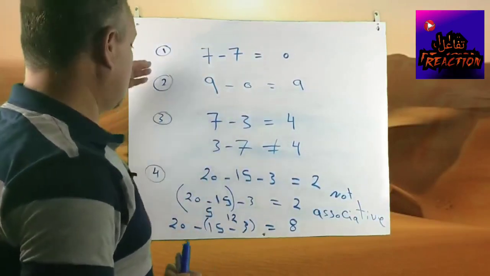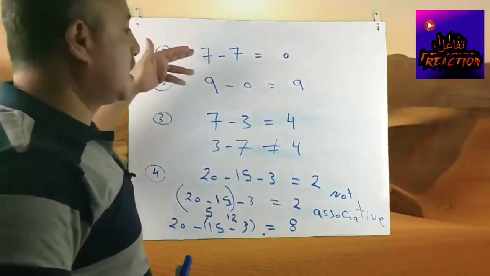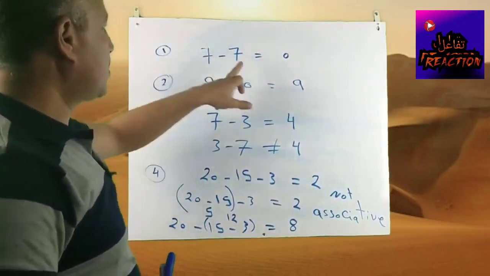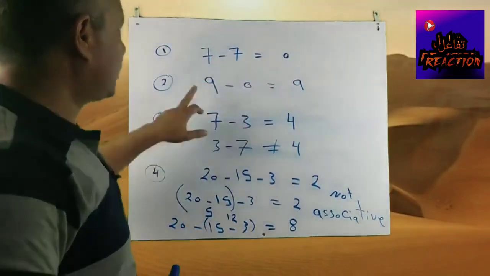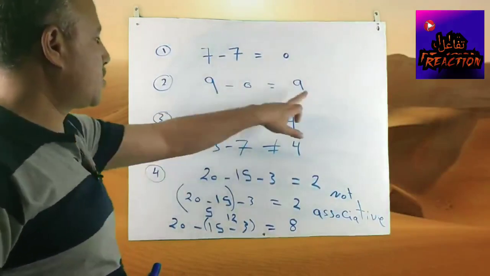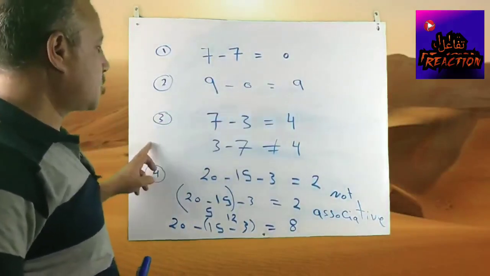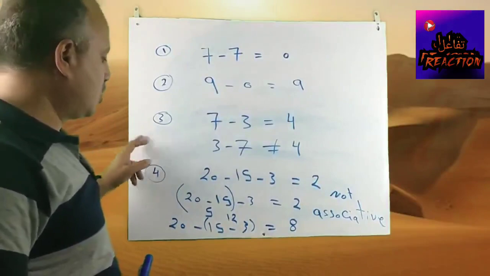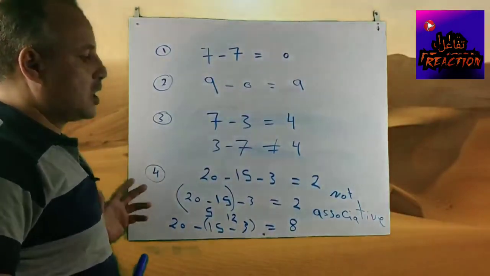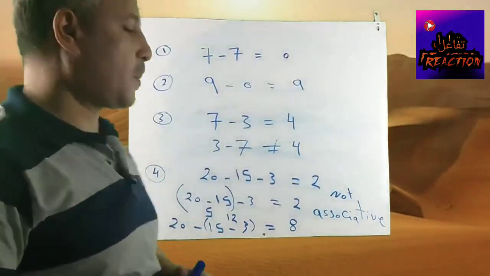Again, very fast, we repeat the properties of subtraction. Subtracting any number from itself equals 0. Subtracting 0 from any number equals the same number. Subtraction is not commutative. Subtraction is not associative.